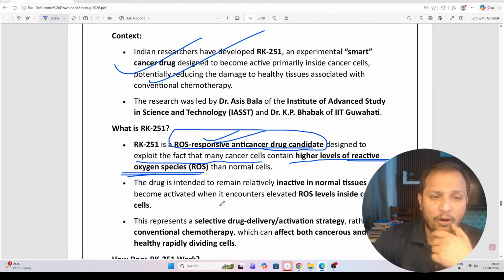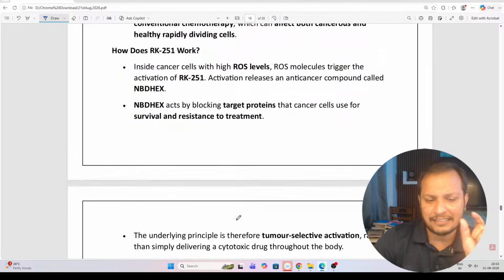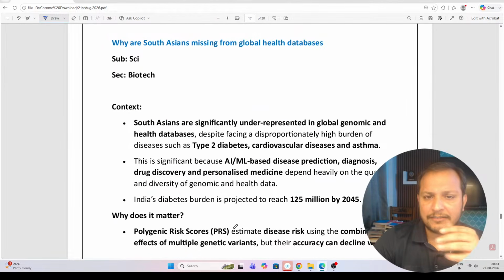Okay, so this is an important drug. Just remember the name, RK251. RK251 is an anti-cancer drug. So this is important, guys.